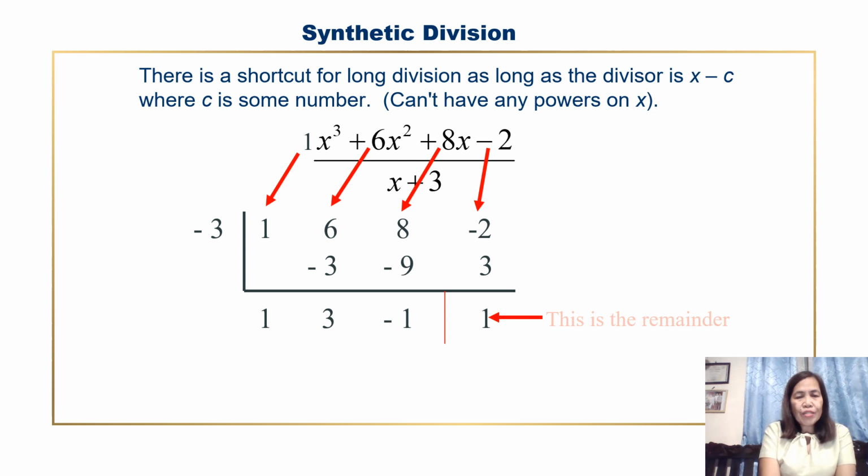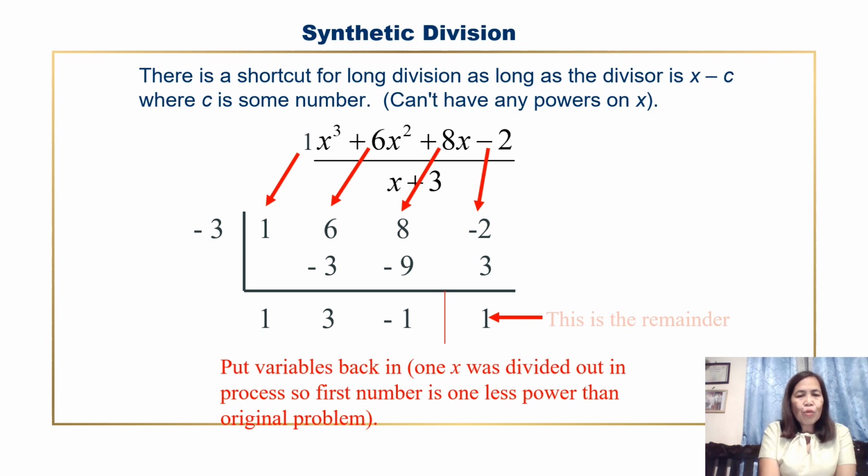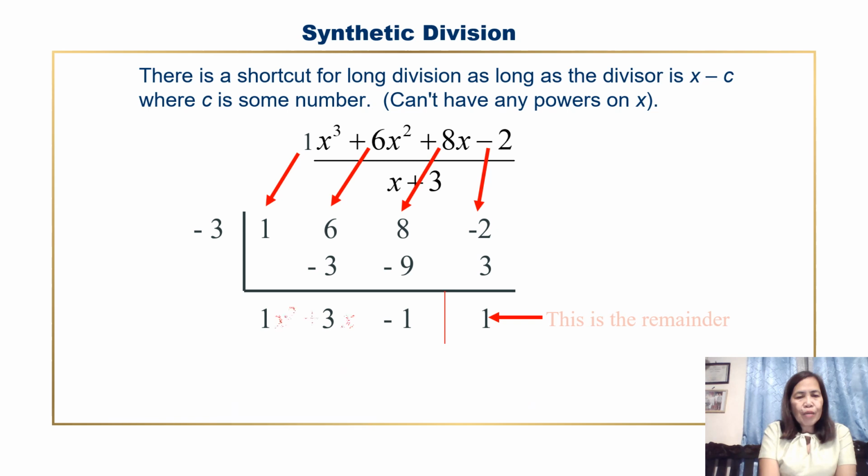And the coefficients before 1 are the numerical coefficients of the quotient. So we put the variables back. To put the variables back, it should be 1 degree less than the original problem. The original problem is raised to the third power, so 1 degree less. We subtract 1. So that is x squared. That becomes the variable of the coefficient 1.